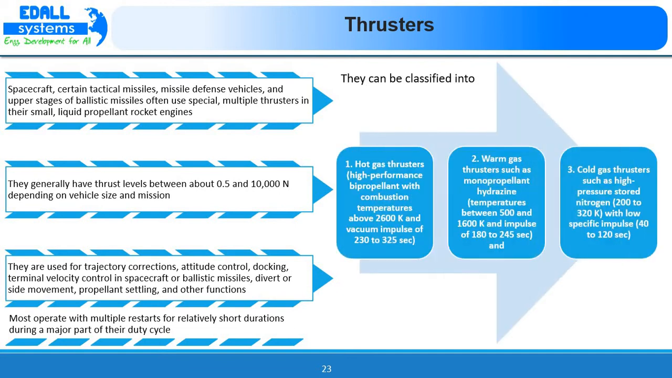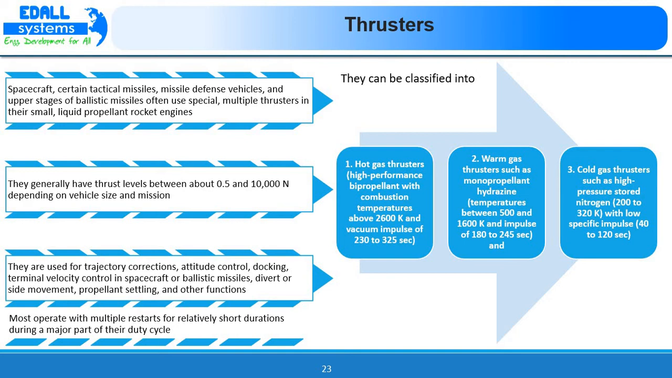They can also be classified as hot gas thrusters, warm gas thrusters, and cold gas thrusters. Hot gas thrusters are used for high performance bipropellant with combustion temperatures above 2600 Kelvin and vacuum impulse of 230 to 325 seconds. Warm gas is used with monopropellant hydrazine with temperatures between 500 and 1600 Kelvin, an impulse of about 180 to 245 seconds.